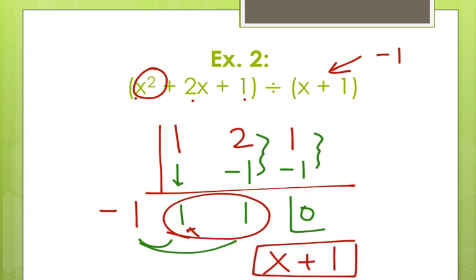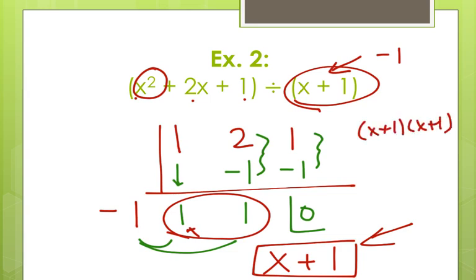And that is our quotient. Again, that means that x plus 1 times x plus 1 is equal to x squared plus 2x plus 1. So our factors would be x plus 1 and x plus 1. Our zeros would be negative 1.